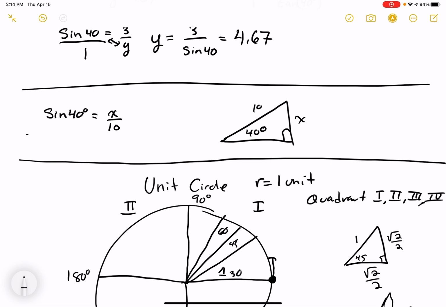So I'm going to write the sine of 40 degrees is equal to x divided by 10. Here my variable is going to be in my numerator. So I don't have to do the old switcheroo when it comes to solving using proportions. All I have to do is move the 10 up over here in front of sine.